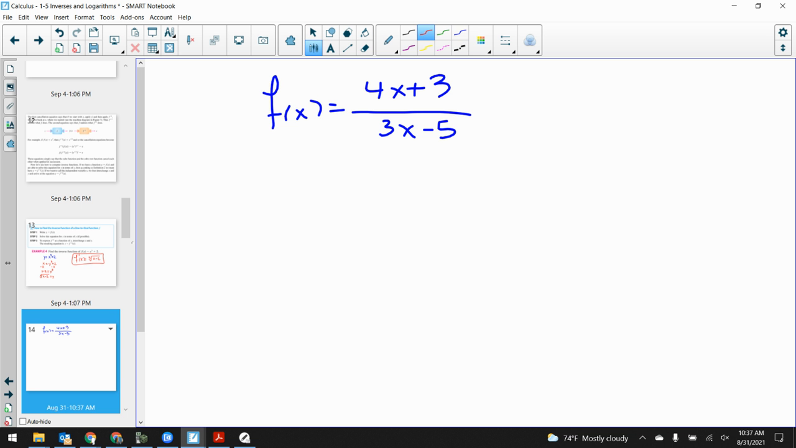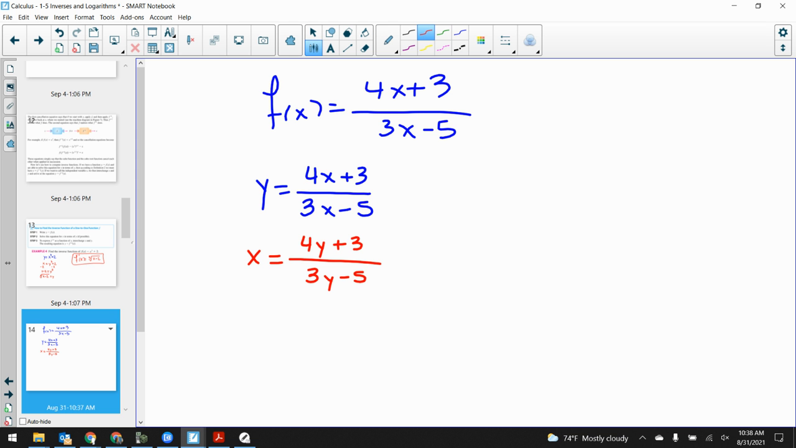So to find the inverse, we know we can switch this out and say y is equal to 4x plus 3 over 3x minus 5. The weird part about this one is that when I go to flip x and y, there are multiple x's. That's okay, just put in multiple y values. x is equal to 4y plus 3 over 3y minus 5. Anywhere you saw x, you plug in y. Anywhere you saw y, you plug in x.